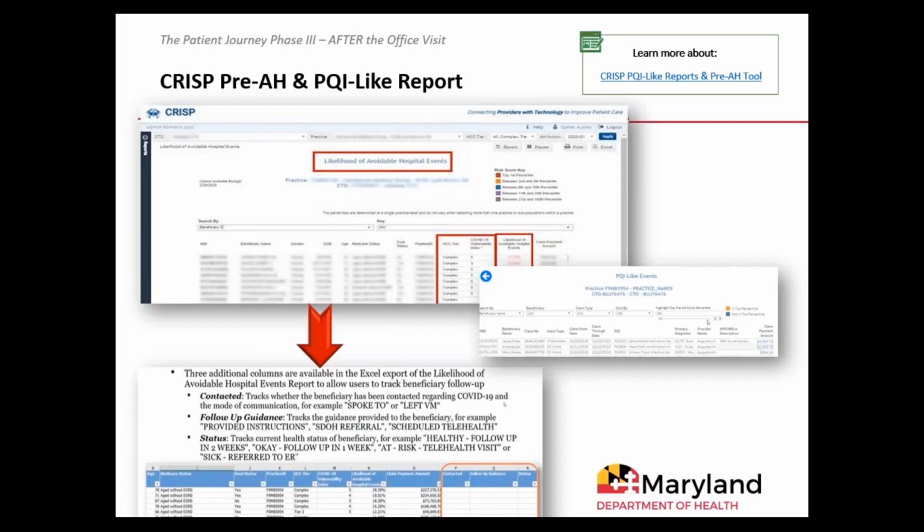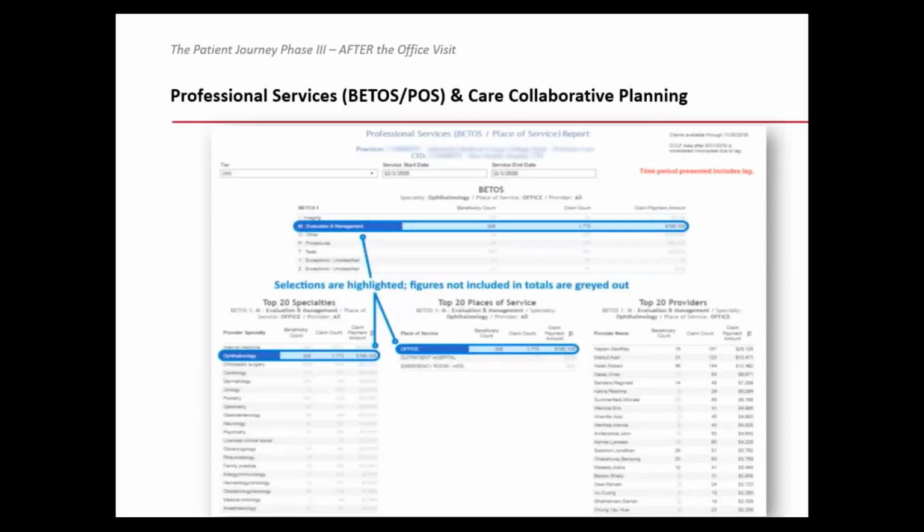So one thing just to put in there about the PQI-like reports, the PQI is the Prevention Quality Indicators. It's pretty much if you want to do a drill down to understand, yes, I do have this patient who's high risk in the moment, and likely to have a hospital event, but what may be the driving factors? Because that can also help inform how you manage your disease-specific registries.